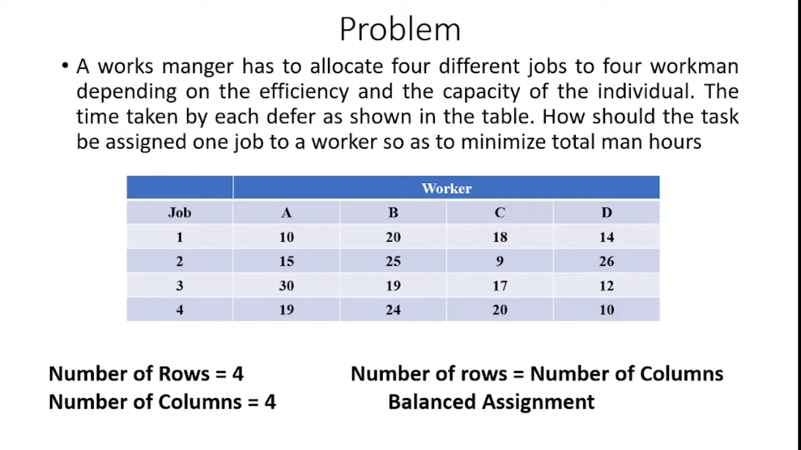From the number of rows and the number of columns, I can identify whether the problem is balanced or unbalanced. According to this problem, the number of rows is 4 and the number of columns is 4. So the number of rows is equal to the number of columns. So this problem is called a balanced assignment problem. How can we solve this balanced assignment problem?